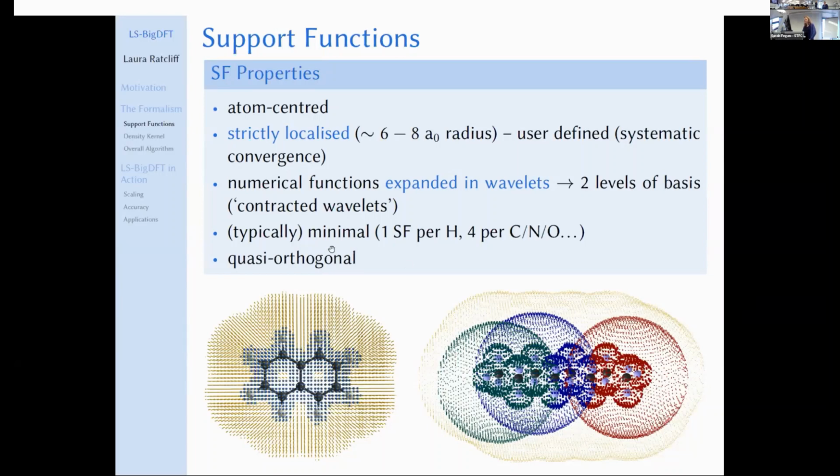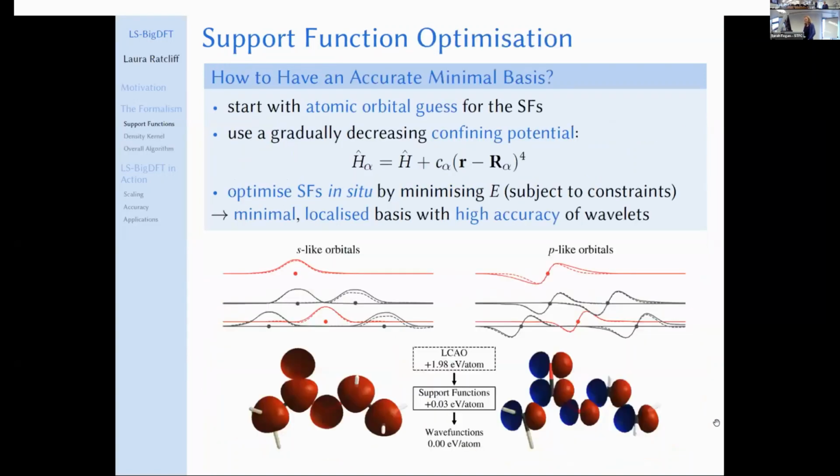And usually, although not always, we have a minimal basis. So we would just have one support function for hydrogens, four for carbon, nitrogen, oxygen, etc. And if you know something about Gaussians, you might already raise the question, how on earth is this going to be accurate if we only have a minimal basis set? So there's an extra step that we need to do. We start with an atomic orbital guess, something which looks like your standard SPD orbitals.